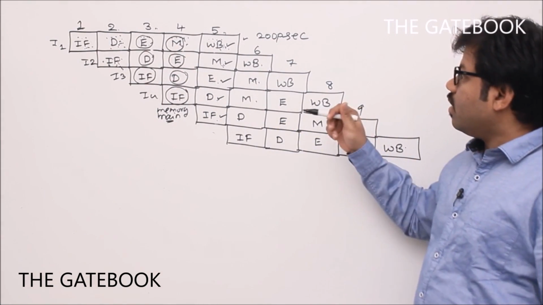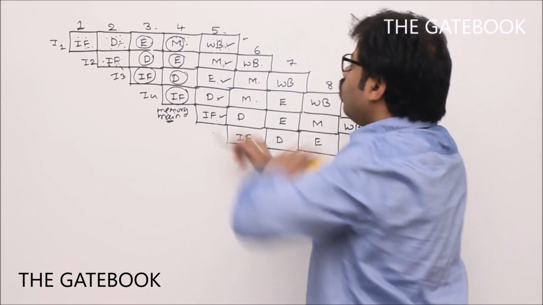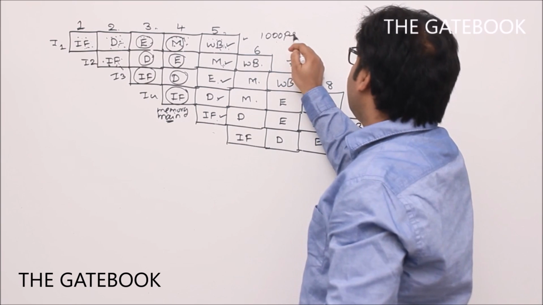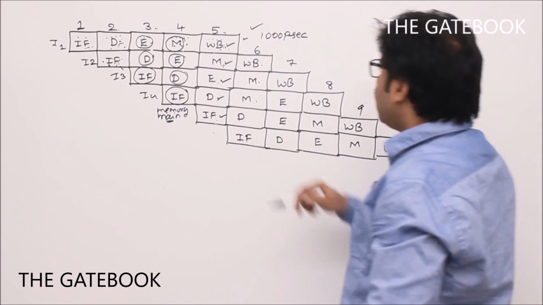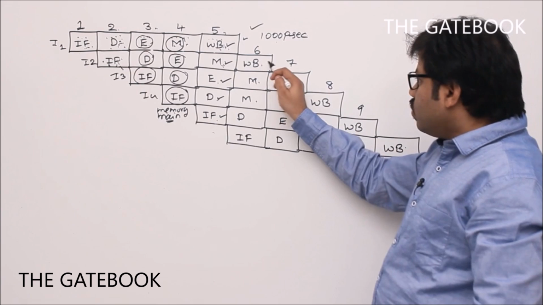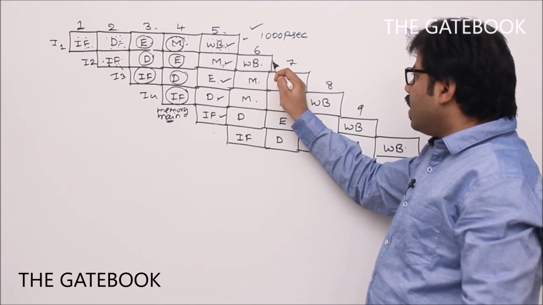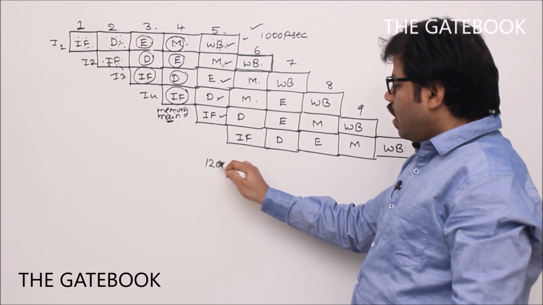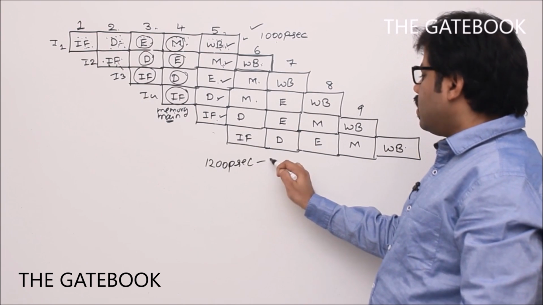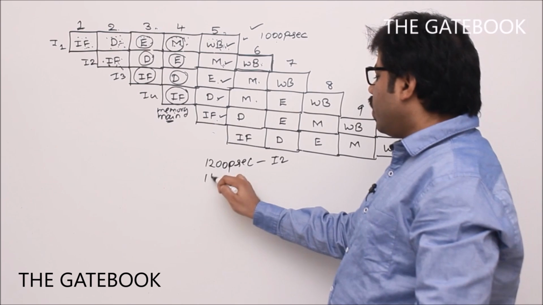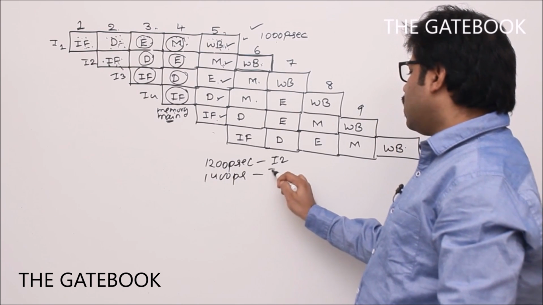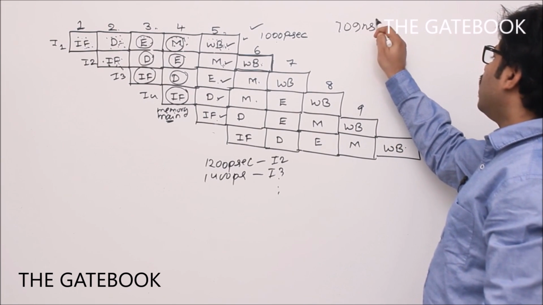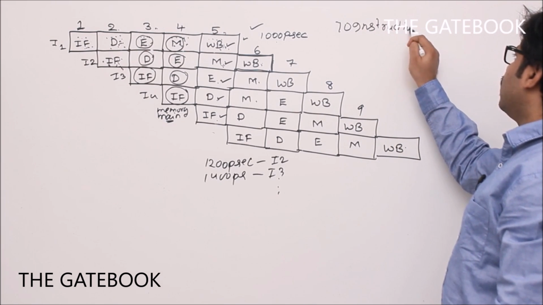It will be 200, 200, 200, 200, 200, right? So after 1000 picoseconds, we are going to get the first instruction executed. But the second instruction is executed immediately after 200 picoseconds. So after 1200 picoseconds, the second instruction got executed. After 1400 picoseconds, the third instruction got executed. Assume you are executing 10 instructions. How much time will it take? We will see for 10 instructions.